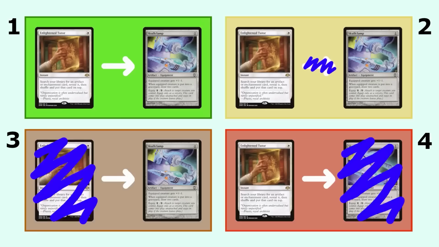Not including tutors will do the opposite. Decks will have a greater variety of plays game to game, but they may have sudden power level spikes here or there when a powerful card is drawn. This puts a deck in the third quadrant here.